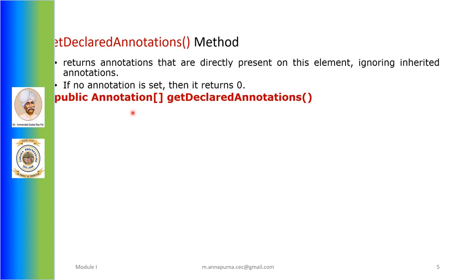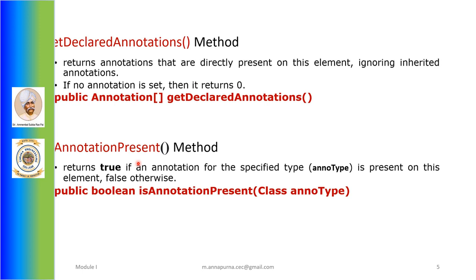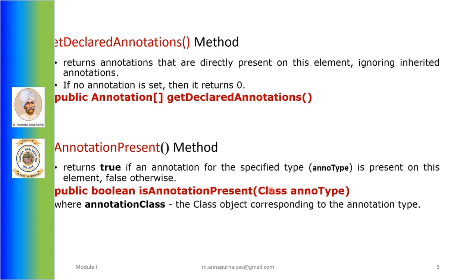So this is the syntax of getDeclaredAnnotations. Next, we have the isAnnotationPresent method. This has a general form public boolean isAnnotationPresent(Class annoType), where annoType is a Class object corresponding to the annotation type. This method returns true if the annotation specified by annoType is associated with the invoking object. Else, it returns false.